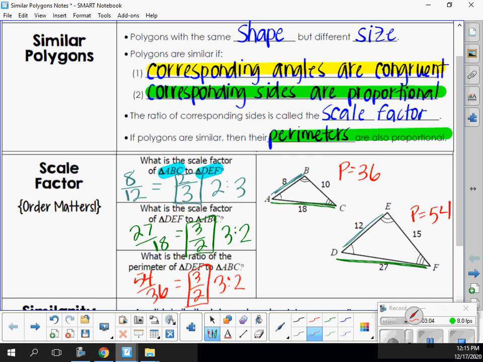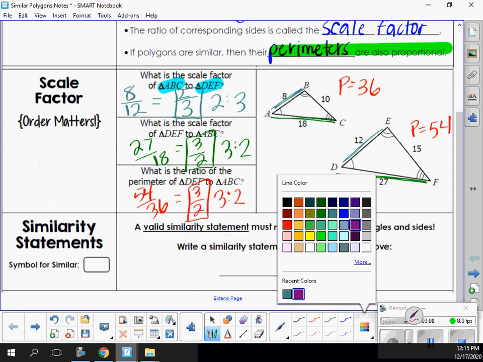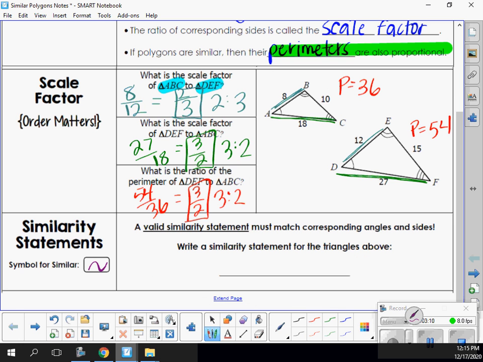For similarity, there is a symbol that we need to know. It is just the curly Q symbol from the congruency. So congruency had an equal sign underneath it. Not anymore for us. It's just that swirl. A valid similarity statement must match corresponding angles and sides, which is the same thing that we said when we had a valid congruency statement. So that should be no different for us.